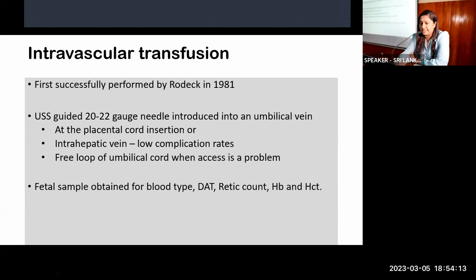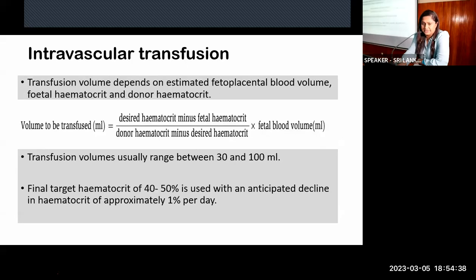Here, under ultrasound guidance, a 20 to 22 gauge needle is introduced into the umbilical vein. This can be introduced at the placental cord insertion or in the intrahepatic portion of the umbilical vein, which has lower complication rates, or using a free loop of the umbilical cord when, of course, access is a problem. A fetal blood sample is taken for blood type, direct antibody test, reticulocyte count, hemoglobin, and hematocrit.